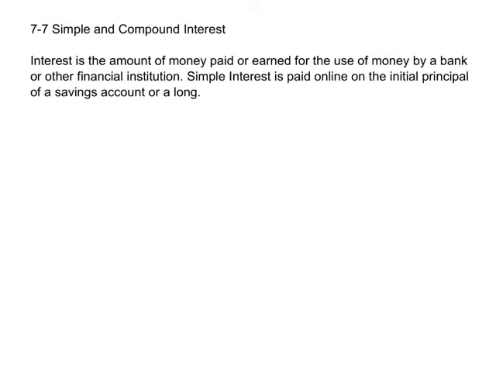Simple interest is paid only on the initial principal. So it's what you originally borrow of a savings account or a loan. So we have an equation that we use when we talk about interest, and that equation is that I equals P for our principal, and then R for our rate, times T, which is our time.